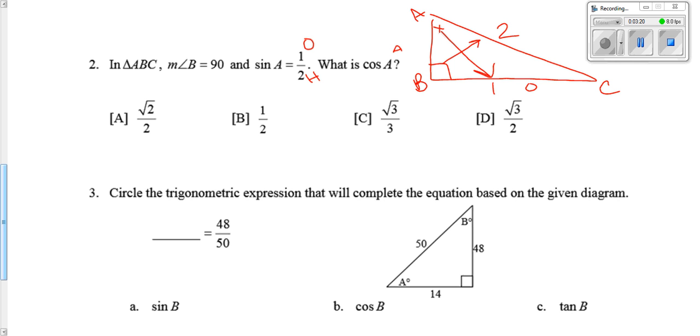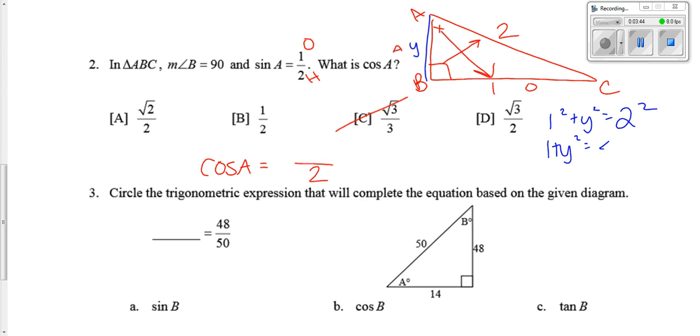Okay, I'm finding cosine. So far I know that cosine of A is going to be something over 2. So it's not going to be A, or C, I mean. So find my adjacent side, find y. This would be 1 squared plus y squared equals 2 squared. 1 plus y squared equals 4. Y squared is 3, and then I square root it. So my adjacent side is the square root of 3. So I know that the cosine of A is square root 3 over 2, which is D.